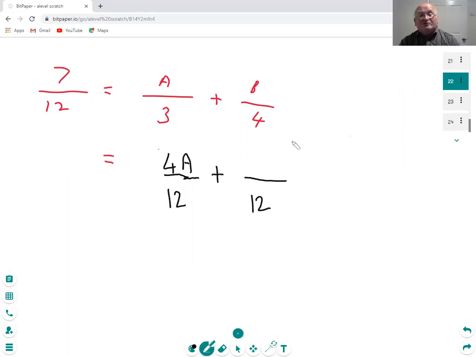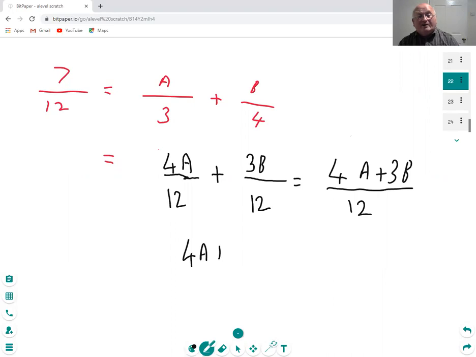And for this one, we multiplied the 4 by 3, so we have to multiply the top by 3. So we get 3b over 12. And then we join those two together. Normally I'd go straight to this step, but I'm going step by step because it's new. So then we're just comparing 7 over 12 with (4a + 3b) over 12. Well, the bottoms are the same, so we just want to make these two tops the same. So we can say that 4a + 3b = 7.